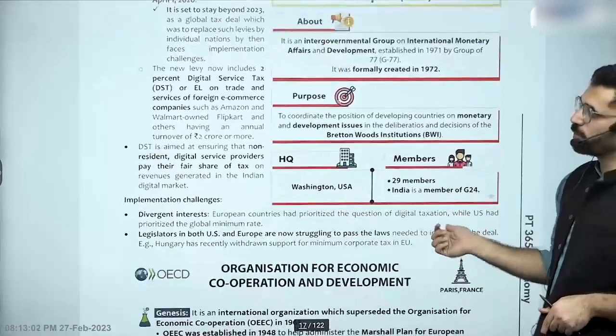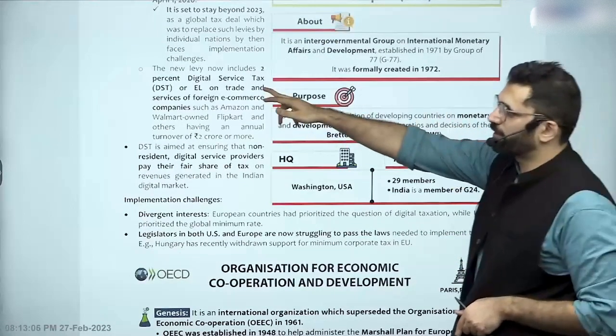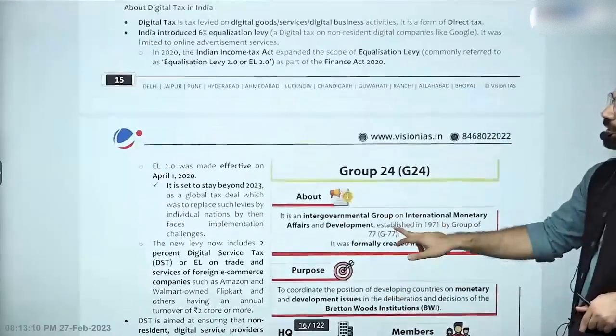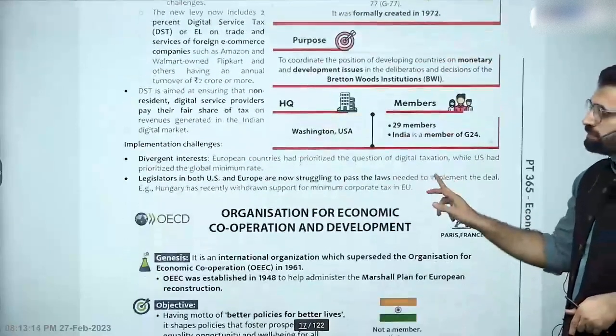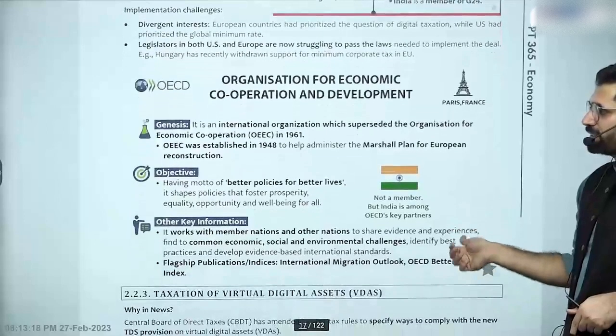DST point 2, equalization levy point 2: it is applicable on trade and services of foreign e-commerce companies. Introduced as part of the Finance Act 2020. A few details about the OECD can also be asked, you just need to have an idea. G24 is more important.